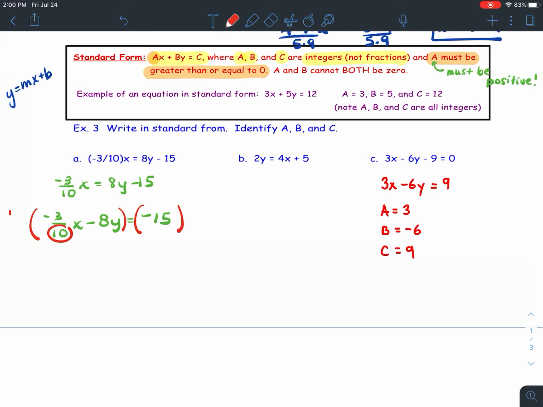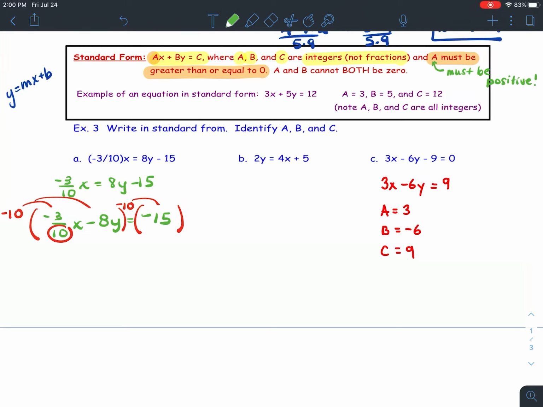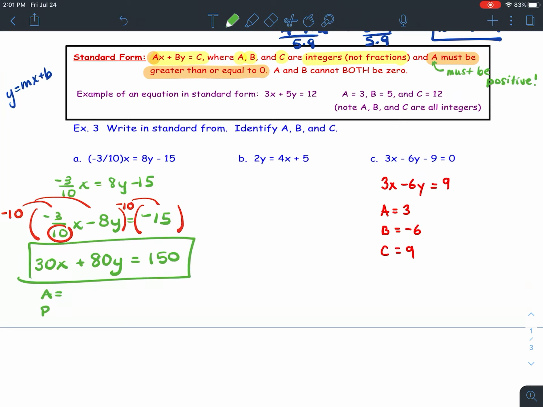Now I'm going to do something else here too. In addition to multiplying both sides of the equation by 10, since another requirement is that the A value has to be positive, and I see right now that it's -3/10, I'm going to distribute a -10 to both sides of the equation. When I do that, my 10s will cancel in the fraction, leaving me with 30x. My number in front of the y will now be a positive 80, and then the number all the way on the right side of the equation will be 140. And so I've got it in standard form now. It wants me to identify A, B, and C, and that is simply 30, 80, and 150.